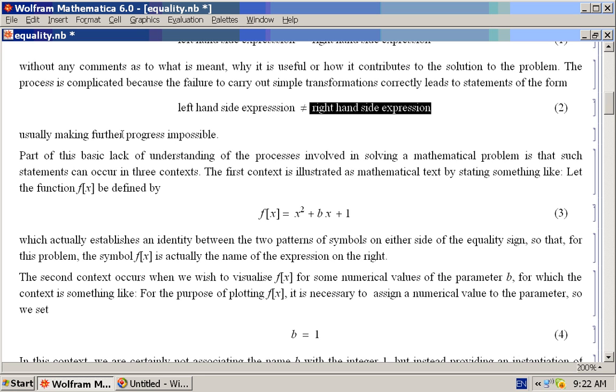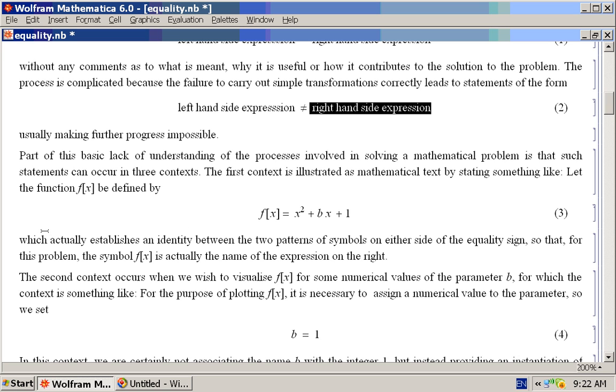Well, I believe that part of this basic lack of understanding of the processes involved in solving a mathematical problem is that such statements can occur in at least three contexts. The first context is illustrated as mathematical text by stating something like, let the function f of x be defined by, and here's this expression here.